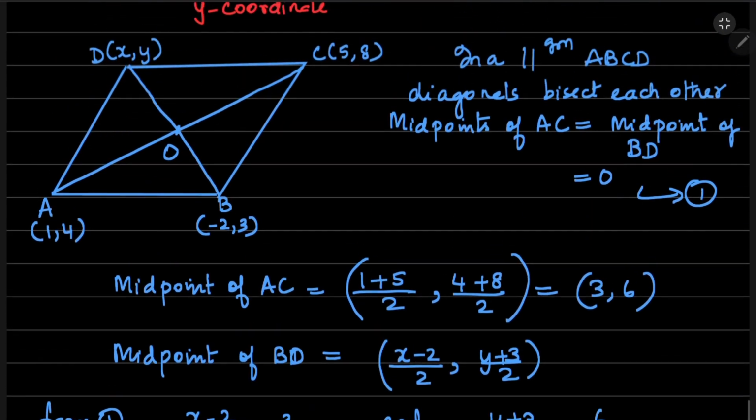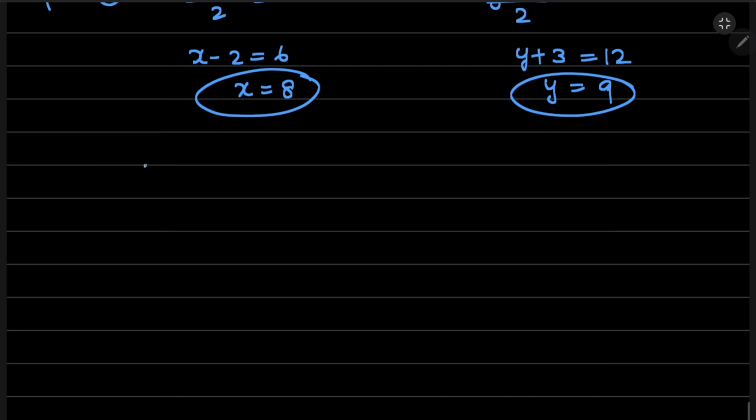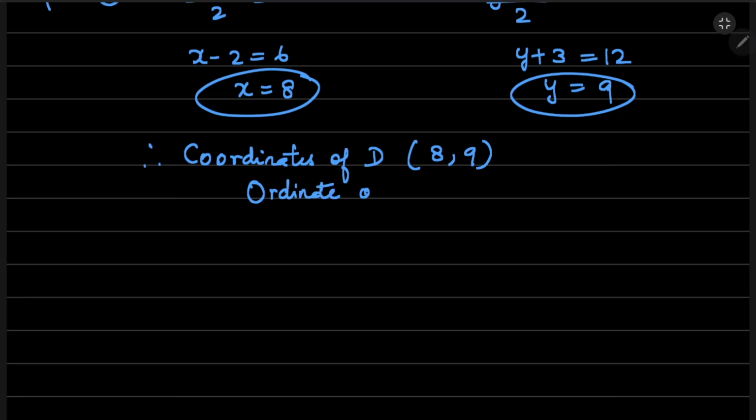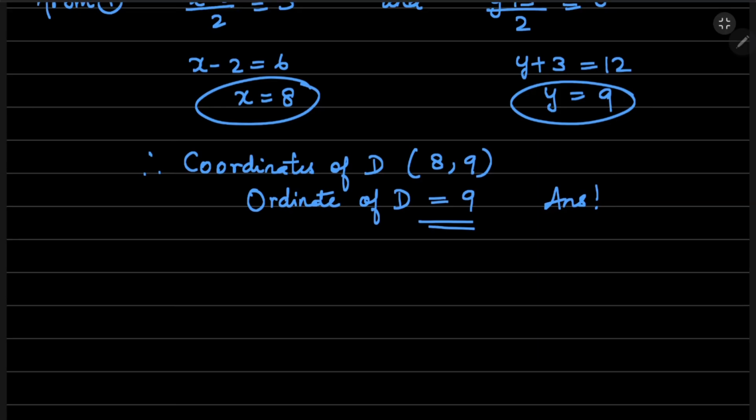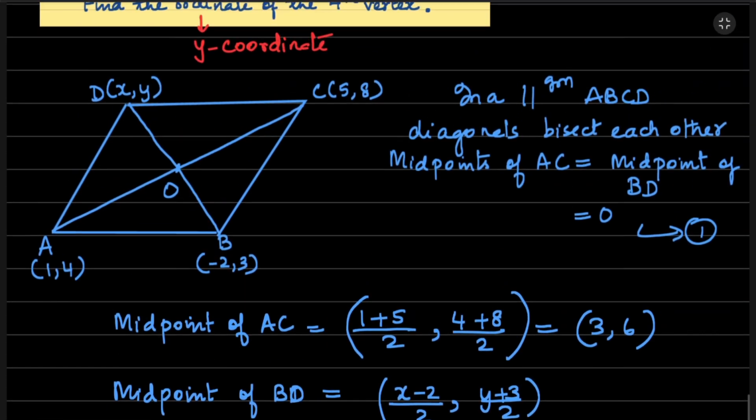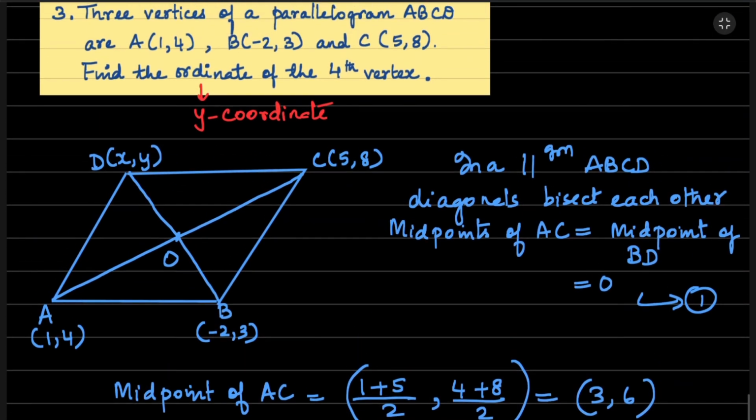Okay, so what are the coordinates of D, x comma y? Therefore, you can write the coordinates of D will be 8 comma 9, and the ordinate, that is the y coordinate alone, the ordinate of D is equal to 9, and that's your answer. If you ask for the abscissa of the point D, then you have to write 8. Okay, so this is the ordinate. You're specifically asked the ordinate, that is the y coordinate of the fourth vertex. So this alone is asked.